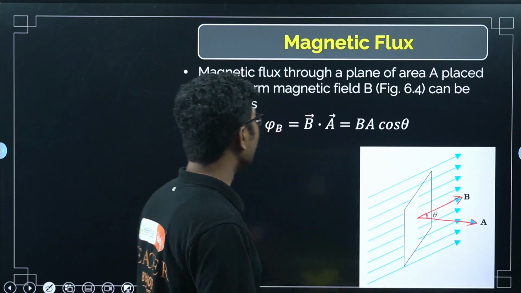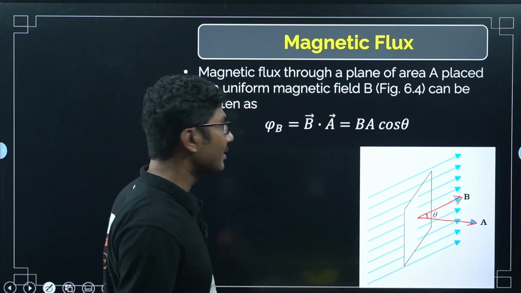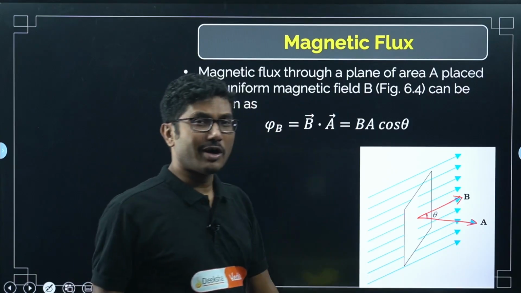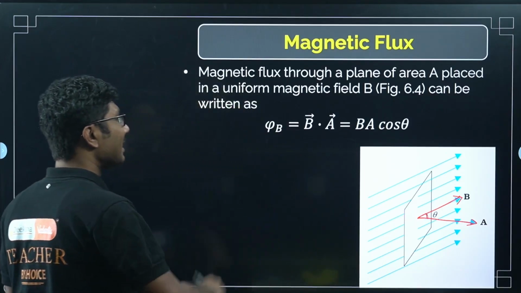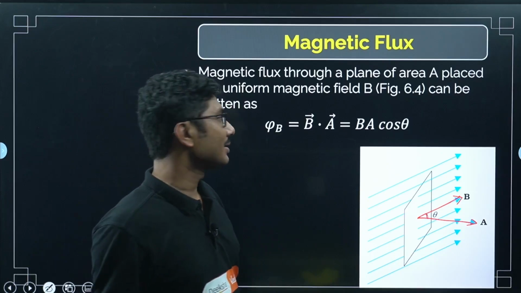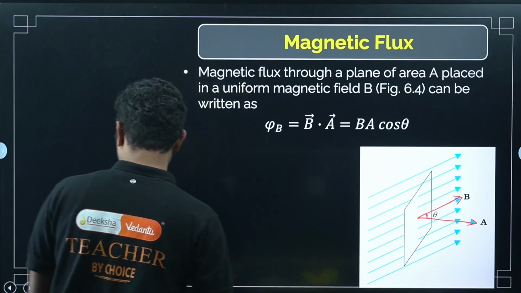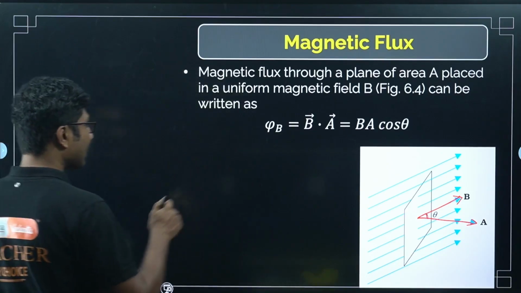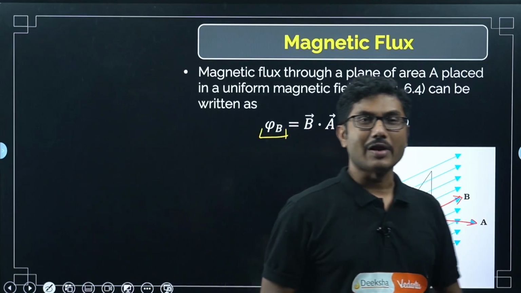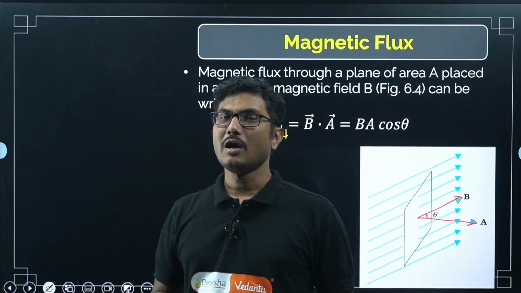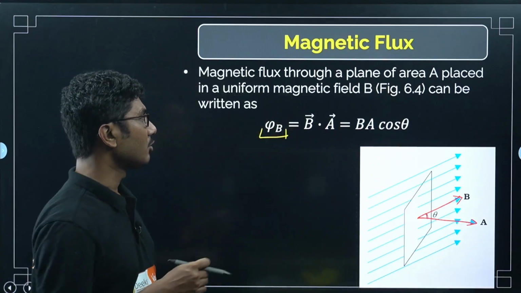In electric field it was only phi; we mentioned only phi for electric field. It was E dot A, and it was EA cos theta. Everything is the same as magnetic flux, but magnetic flux plays a major role in electromagnetic induction rather than in Gauss's law. In case of electric field, electric flux was mostly relevant for Gauss's law of electrostatics.